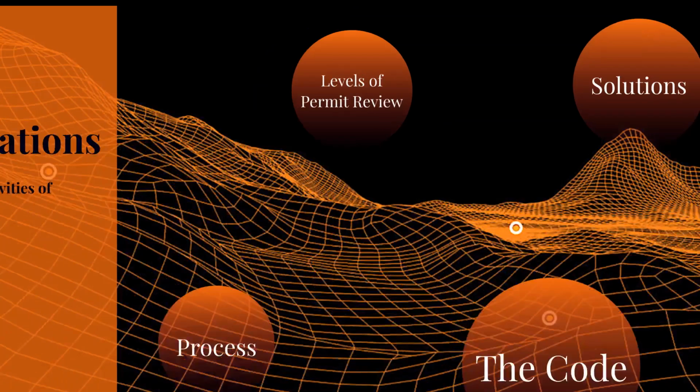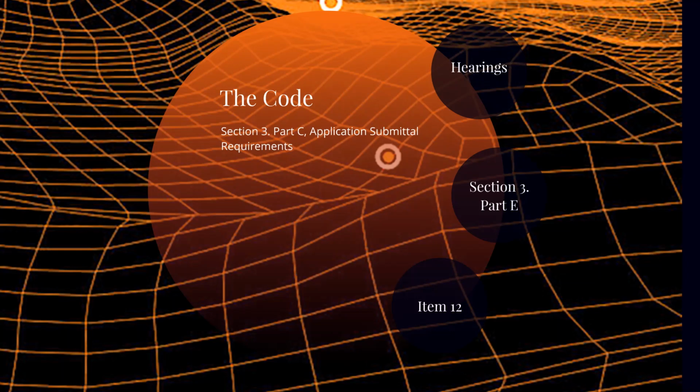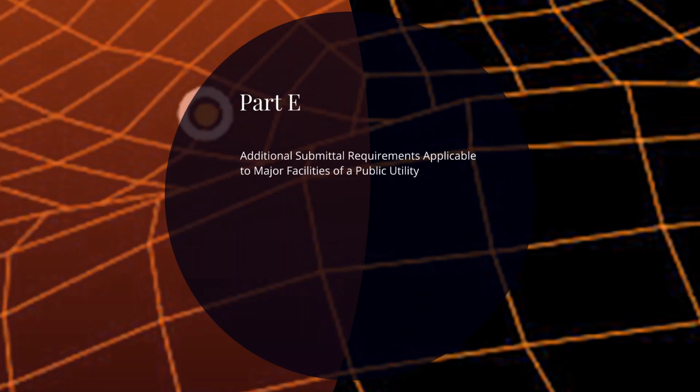But one section that everyone is required to comply with is a heavy environmental section, and that's Section 3, Part C, which is Application Submittal Requirements, and it's Item 12, which is Environmental Impact Analysis for all permits. In addition, if the planning director determines that your project is minor or major and not a finding of no significant impact, you may be required to comply with Part E, which is additional submittal requirements applicable to major facilities of a public utility.